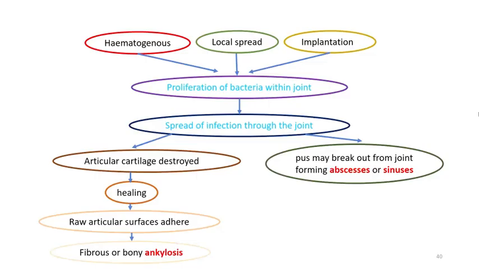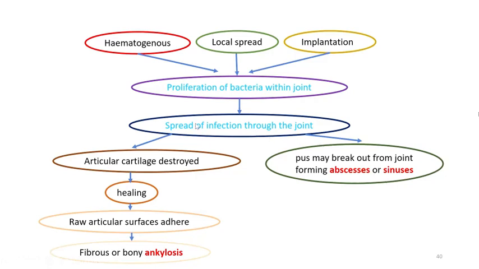And this is the pathogenesis and the complications of septic arthritis. The infection can come through blood, local spread, or direct implantation, and bacteria will proliferate within the joint. And once it has proliferated, the infection may spread into the adjacent structures. One thing is pus may break through the joint, forming abscesses and sinuses in the adjacent soft tissue.